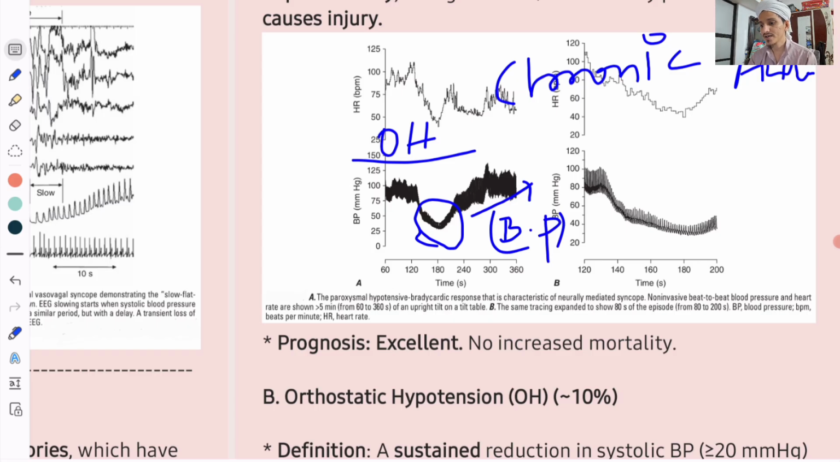That is orthostatic hypotension. Now you can see here the BP is falling and falling, but the recovery is very much delayed. It looks like there is no increase in BP. So this is seen in chronic autonomic failure, where the baroreceptor reflex is very much hampered. Okay, this is in orthostatic hypotension, where there is a delayed response of baroreceptor reflex. Here there is failure of baroreceptor reflex.